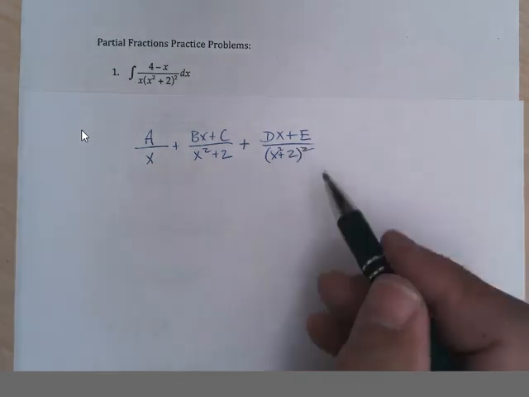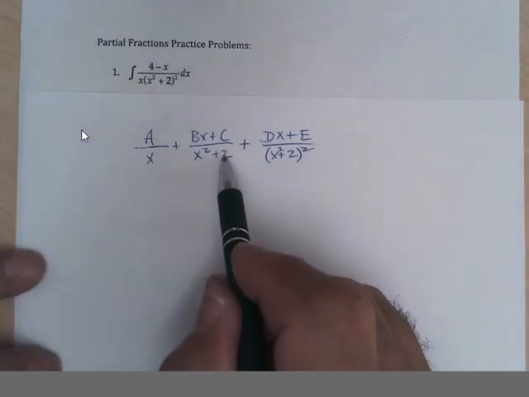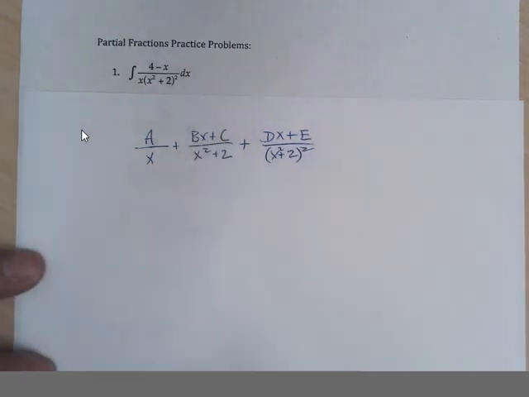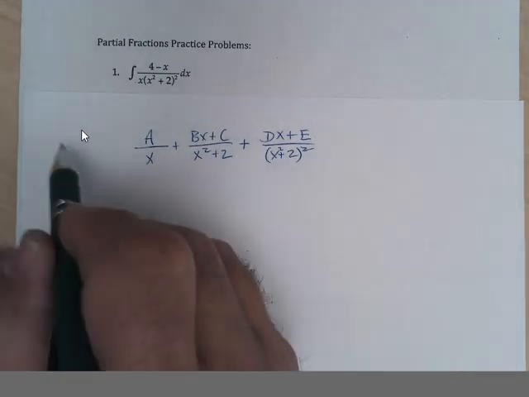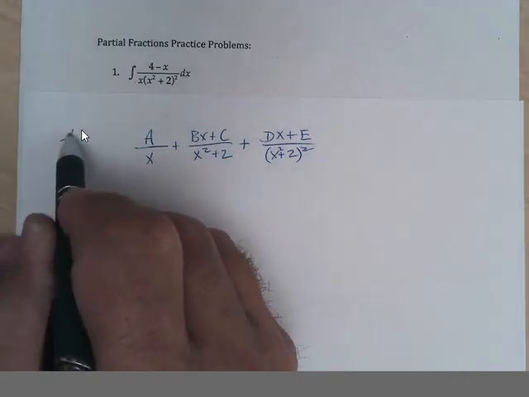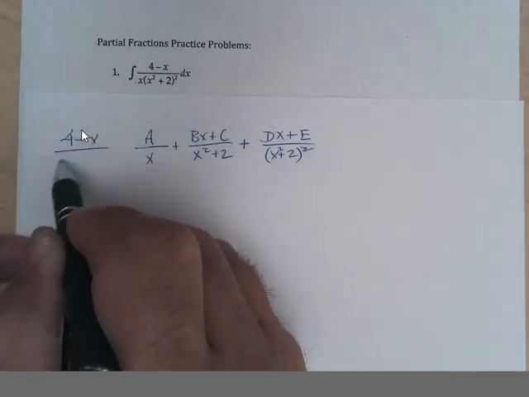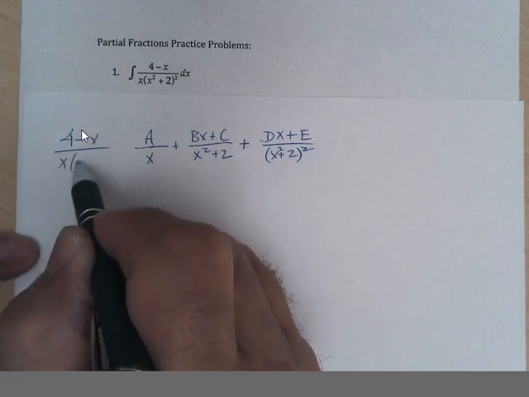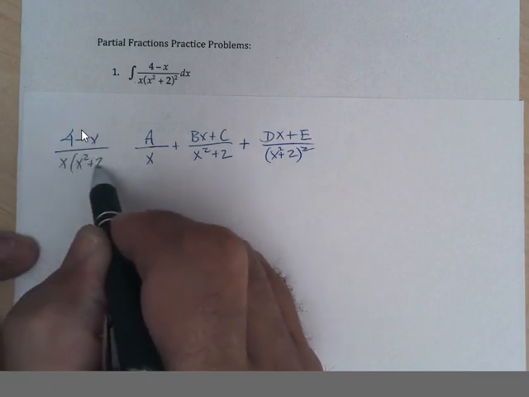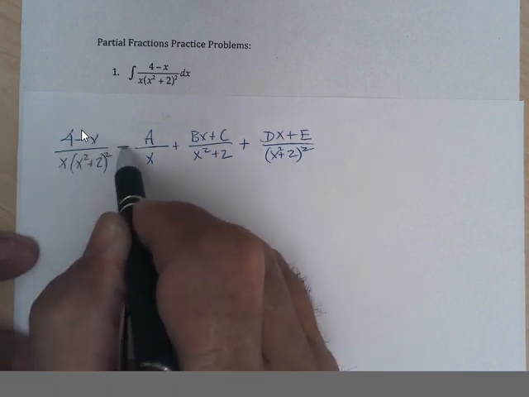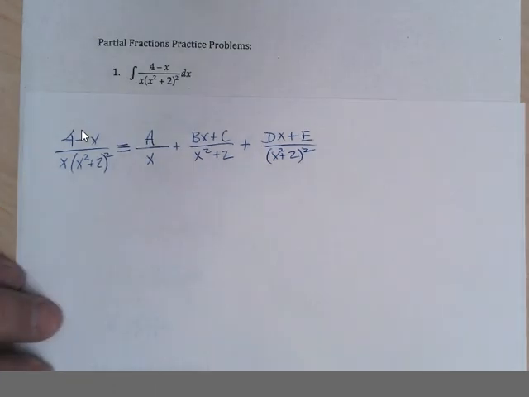Repeated factor, you just put there. It's a quadratic factor, so it needs a linear on the numerator. And that's got to be 4 minus x over x squared plus 2 squared, identically equal.